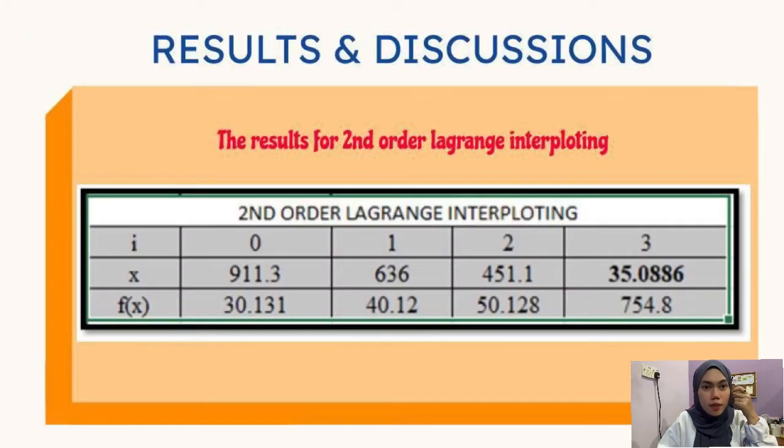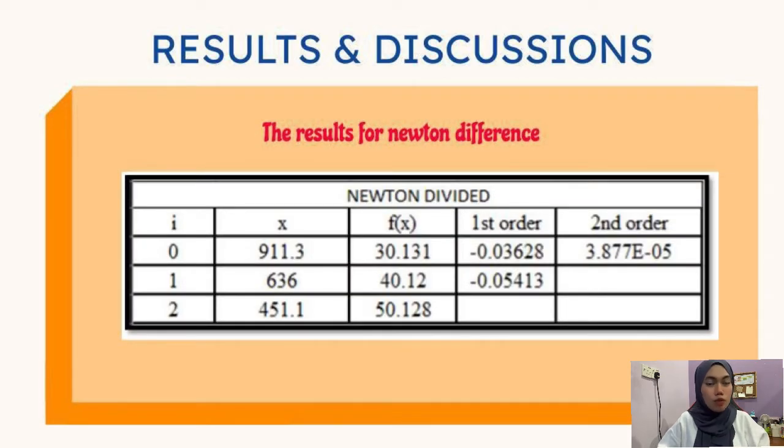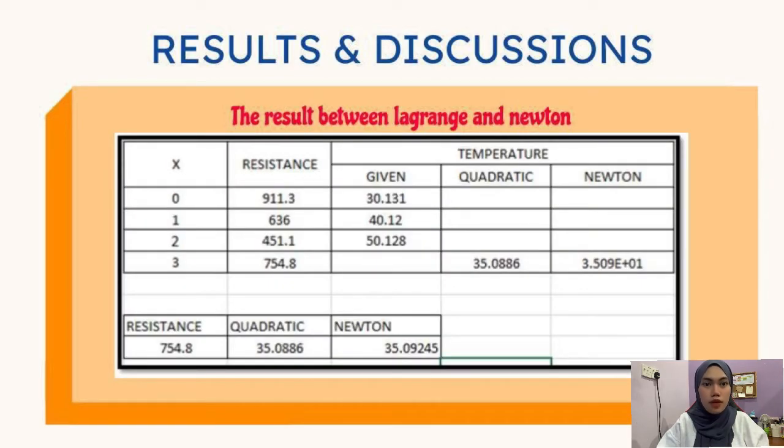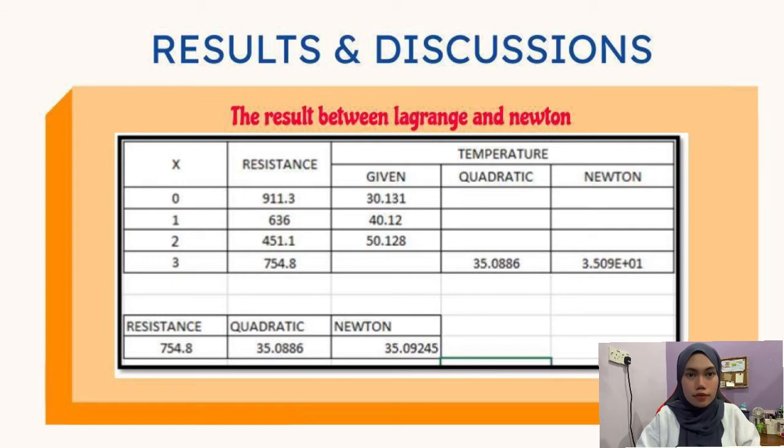Assalamualaikum warahmatullahi wabarakatuh. My name is Nur Izzati binti Omar and I will present the result and discussion. The result for second order Lagrange interpolating is as below. We bold the answer 35.0886. Next, the result for Newton divided difference. The result is as below because we use the formula in Excel. The difference between Lagrange and Newton result is as below. As we can see, the difference is in decimal places. That is, for quadratic 35.08 and for Newton 35.09.